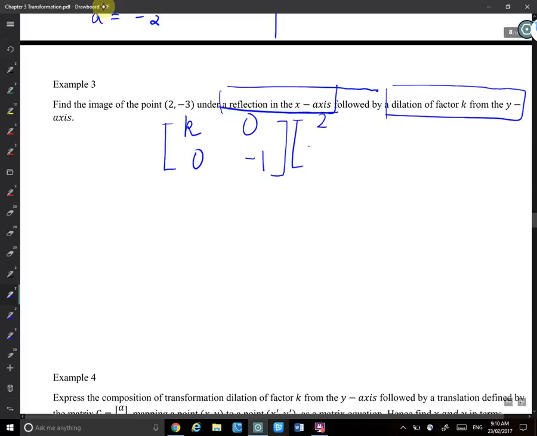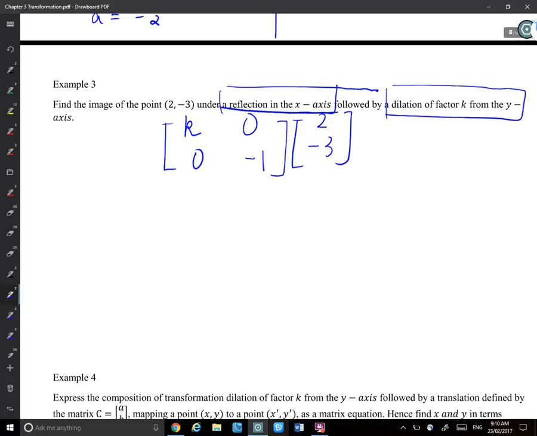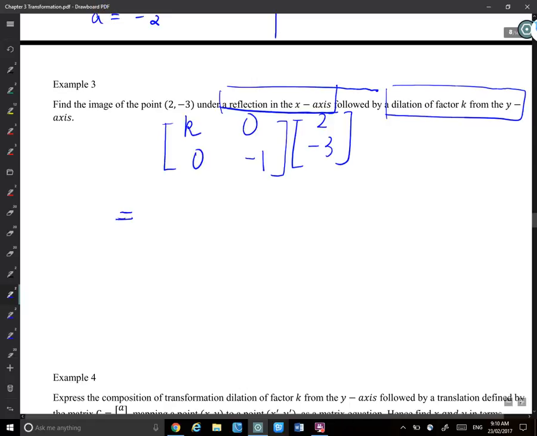And the point is (2, -3). The transition matrix must be at the front and then the points at the back. If you swap the order, it cannot be multiplied together. So that will give you 2 times k, which is 2k. 0 times 2 is 0, -1 times -3 is 3. So it's 2k and 3. The point will become (2k, 3).